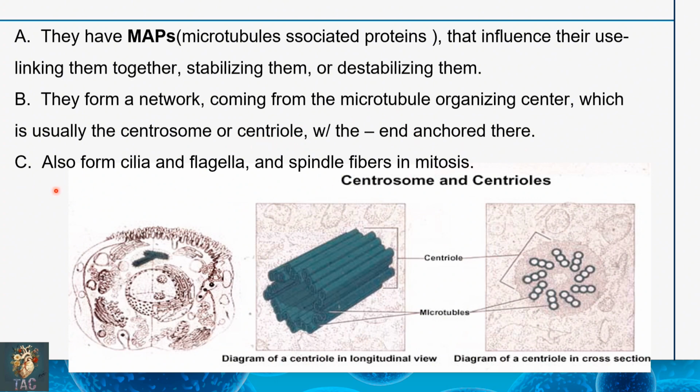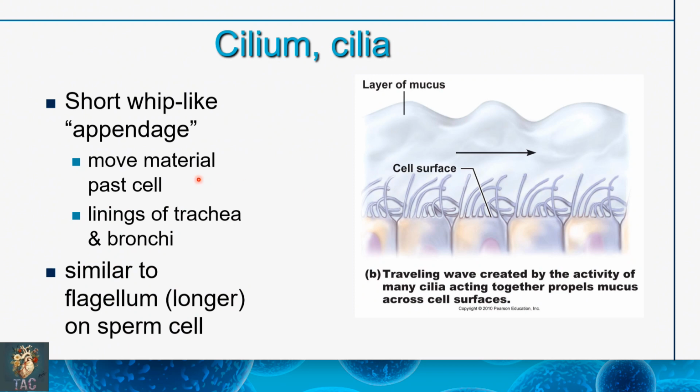They also form the cilia, the flagella and the spindle fibers in the cells. Here you can see the triplet of 9 structure, this is the cross section, and this one is the longitudinal section. Now you can see the structure of the cilium or cilia, a short whip-like appendage that moves material past the cell lining of the trachea and bronchi. They are similar to the flagellum, the longer one on the sperm. At the base of the cilia, the basal bodies are present, and these basal bodies are derived from the centrioles and form the structure of the cilia.